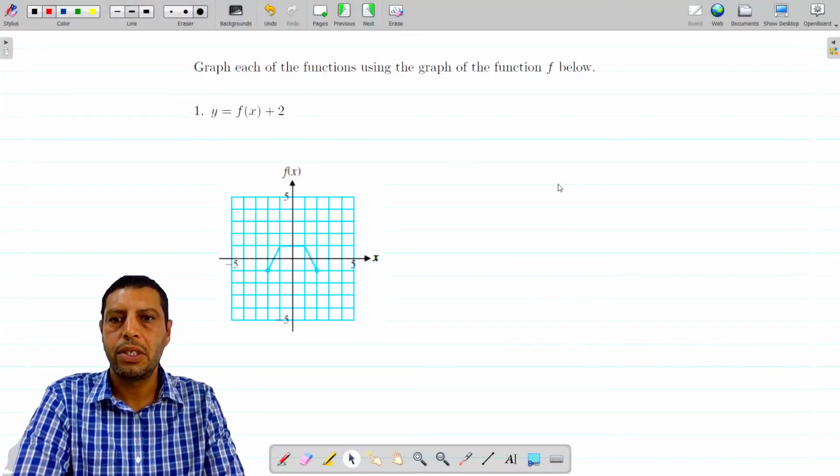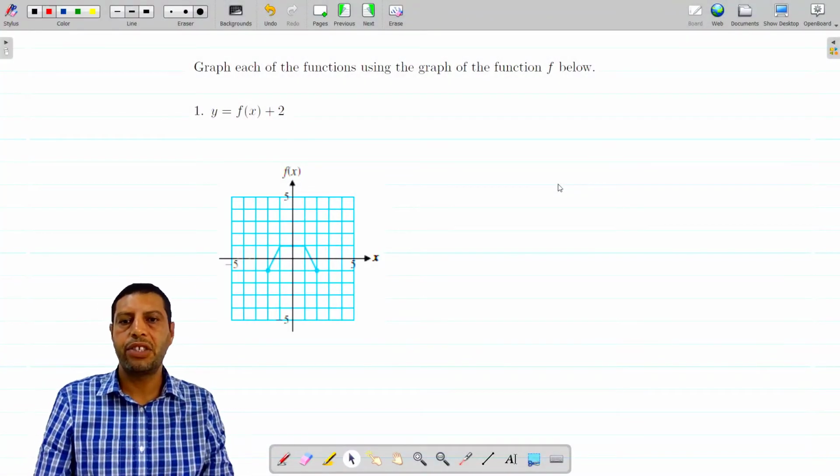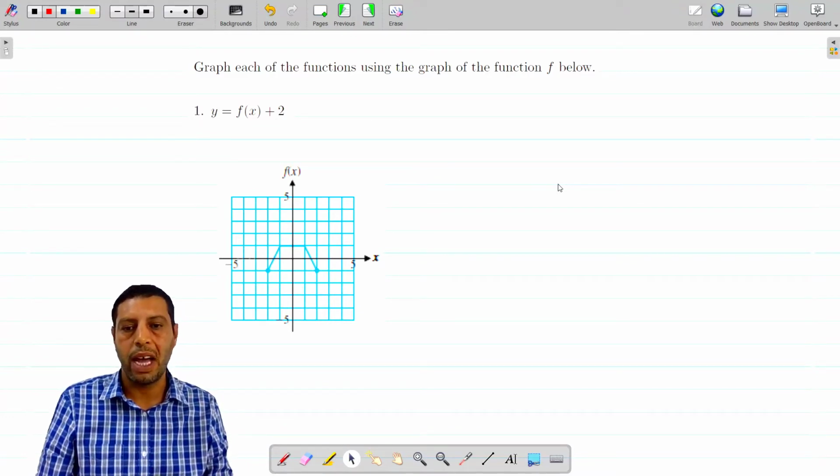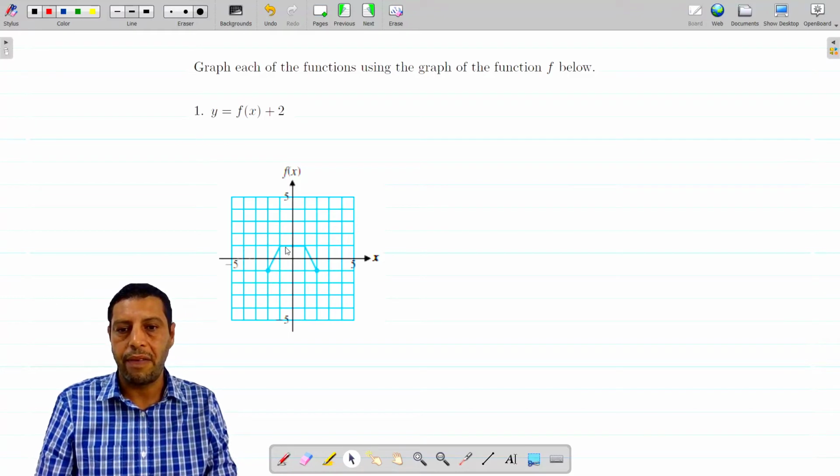To this activity, which is about graph transformations. So here the question is: graph each of the functions using the graph of the function f below. So we have a graph of a function f, which is drawn here, and we defined a new function y equals f of x plus 2.